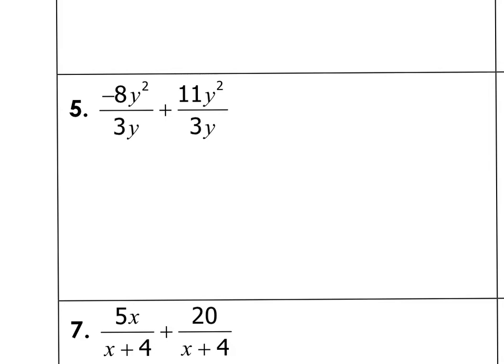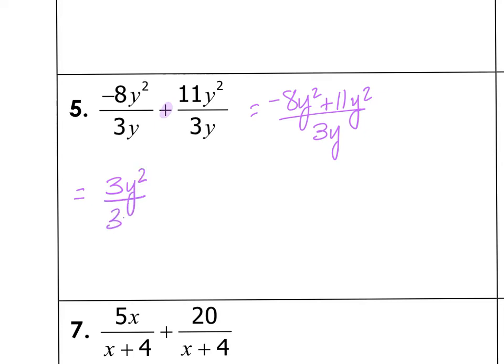And number 5 is an addition problem. Great. So I get negative 8y squared plus 11y squared all over 3y. And that is going to equal 3y squared, because negative 8 plus 11 is 3, over 3y. So to simplify that, my 3's make a 1. I have 1y on the bottom and 2 y's on top. Well, that leaves me with y in the numerator.